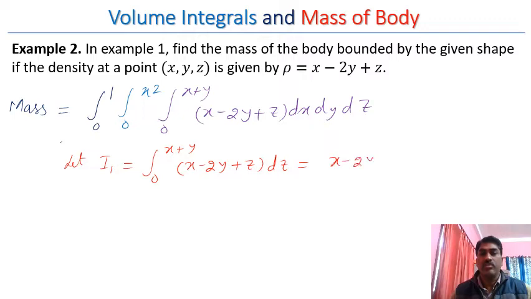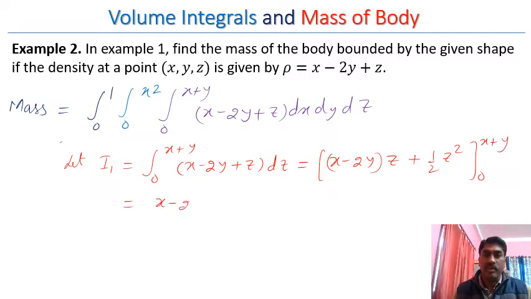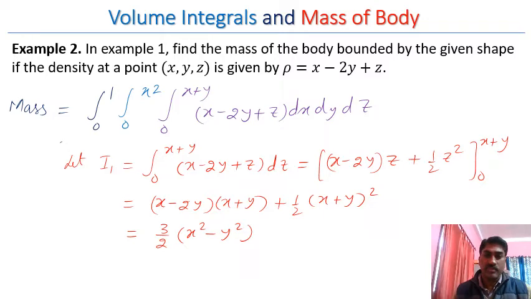So x minus 2y into z plus half z square, and the limit is 0 to x plus y. So just put the limit so that we have x minus 2y, x plus y plus half x plus y whole square, and just simplify it. So it comes out to be 3 by 2 x square minus y square. I have simplified it. So I hope you will simplify, and this is a homework for you to simplify the expression. So I1 is this.